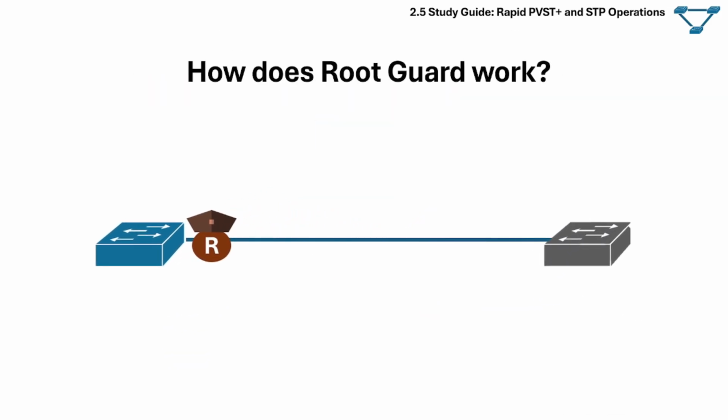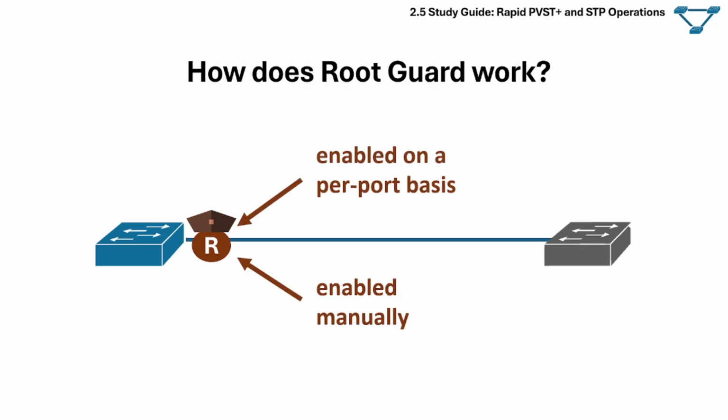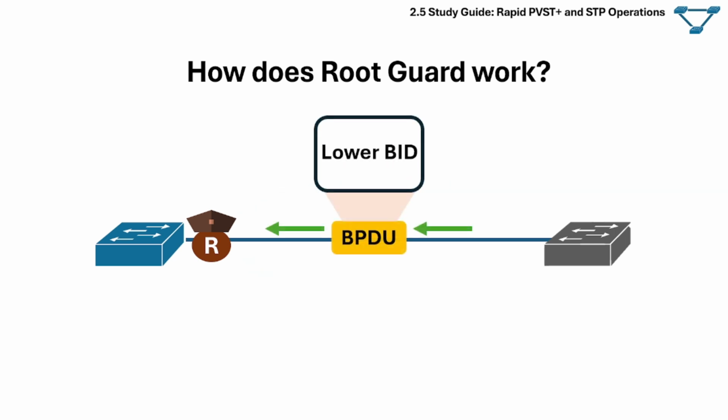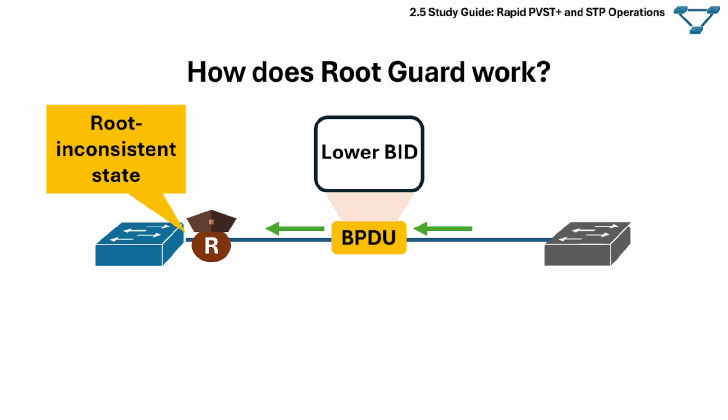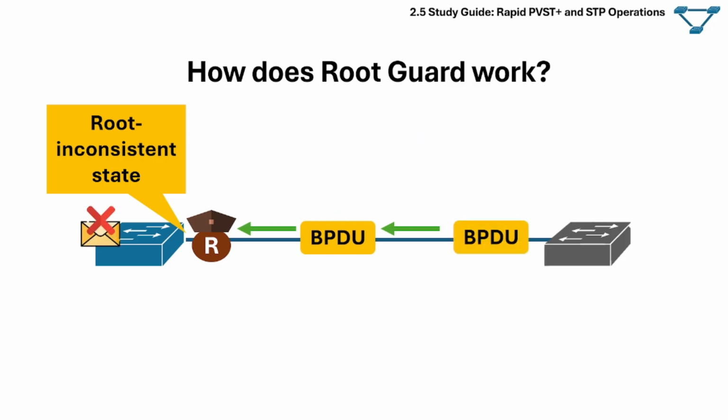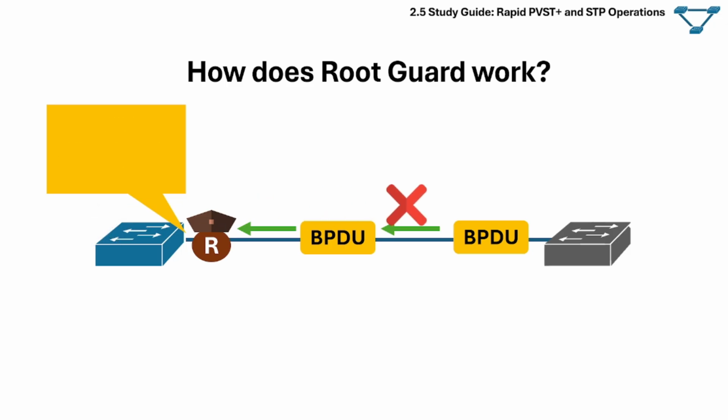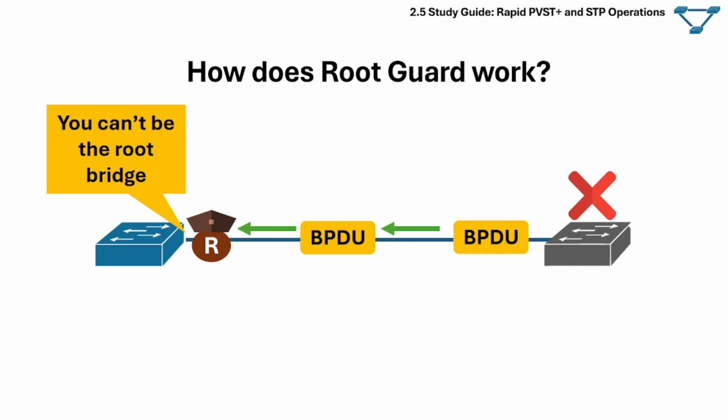How does root guard work? Root guard is enabled on a per-port basis and enabled manually on each port where it's needed. It's disabled by default. When a switch receives a BPDU with a better bridge ID on a port with root guard enabled, that port is placed into a special root inconsistent state. In this state, the port stops sending and receiving normal data traffic but continues to listen to BPDUs. This prevents the rogue switch from becoming the root bridge, and the network continues to function with the designated root bridge.